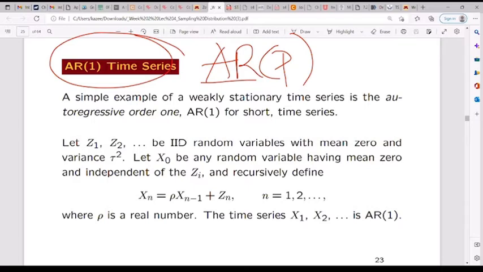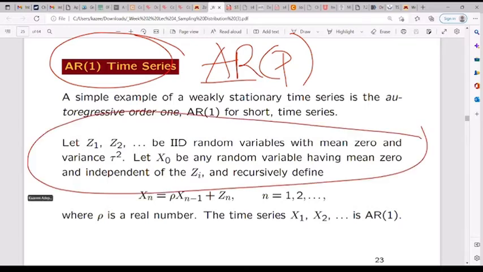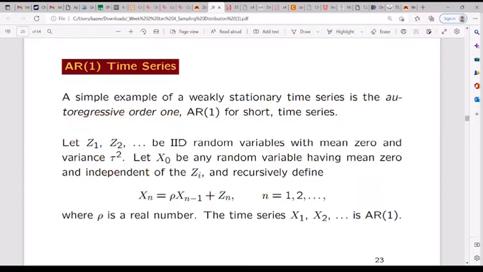When you take a look at this now, if we have Z1 up to Zn, and they are IID, of course, you know what I mean by IID, identically and independently distributed random variables, and they have mean 0 and variance tau squared. If we now let S0 be any random variable having mean 0, but independent of the Zi, so S0 and the Zi are independent, now we want to write the autoregressive model of order 1. This is the way we're going to write it.